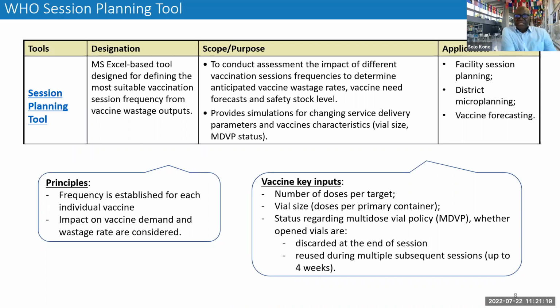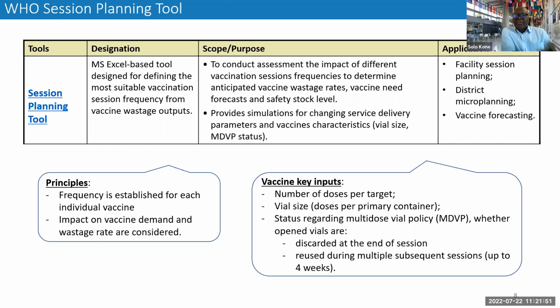Another thing to note is that the vaccine key inputs that are required in the tool are listed in the second text box. We have the number of doses per target. For each vaccine, BCG, we know this is 1 dose per child. Measles, some countries have introduced a second dose of measles, so those countries will have 2 doses. Pentavalent and PCV, we already know those vaccines are 3 doses in the schedule.